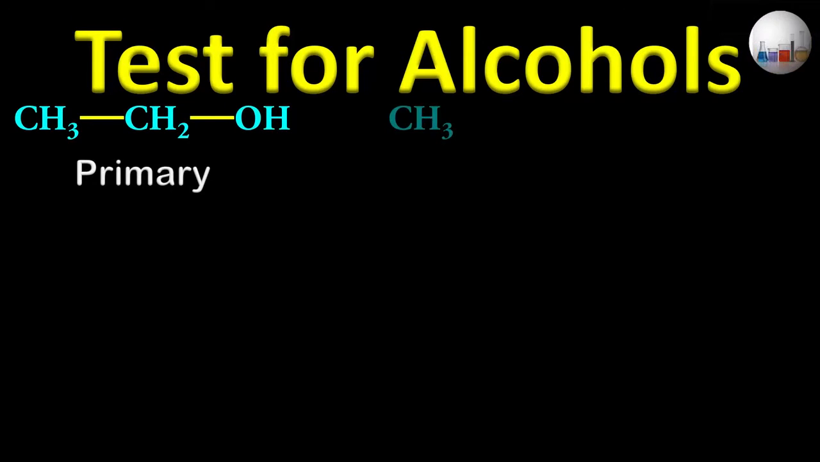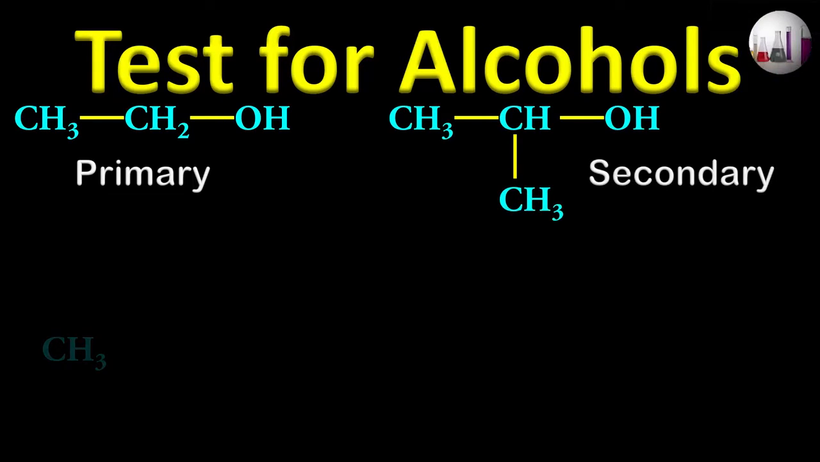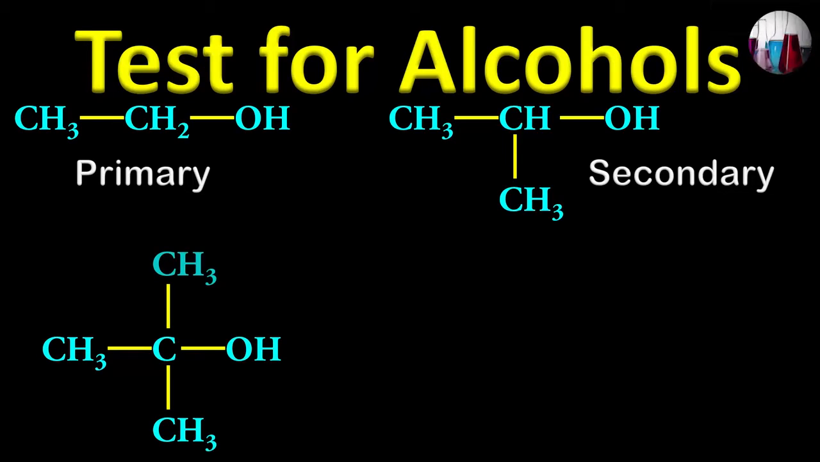Alcohols are generally classified as primary, secondary, and tertiary based on the nature of the alpha carbon, which is the carbon attached to the hydroxyl group. If the alpha carbon is primary, then the alcohol is called primary. If the alpha carbon is secondary, then the alcohol is termed as secondary alcohol. And if it is tertiary, then the alcohol is called tertiary.